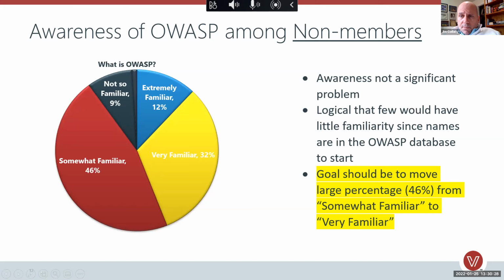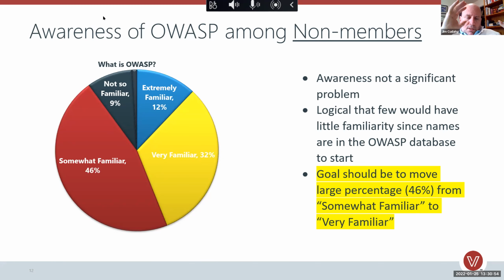Generally speaking, and maybe this isn't a surprise because these are people who reside within your database already, the familiarity that your prospects have with OWASP is pretty good. Extremely familiar, 12%, very familiar, 32%, which combines for almost half saying that. And only a very small percentage asked what is OWASP, 1%. But again, they're in your database.